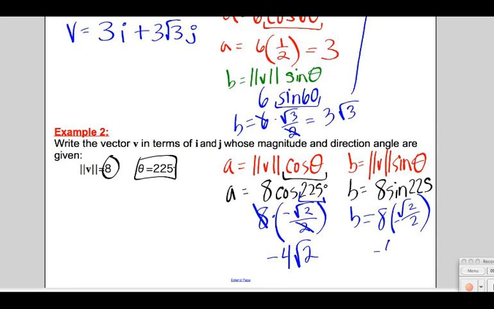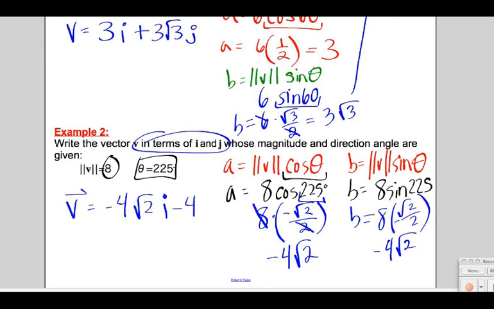So my vector v in terms of I and j is v equals negative 4 square roots of 2 i, negative 4 square roots of 2 j. Because these, of course, were my a and b values. And that's my solution for example 2.